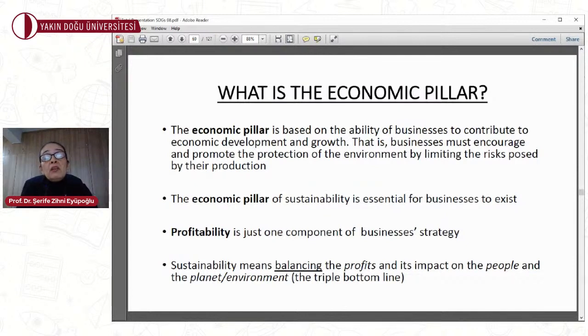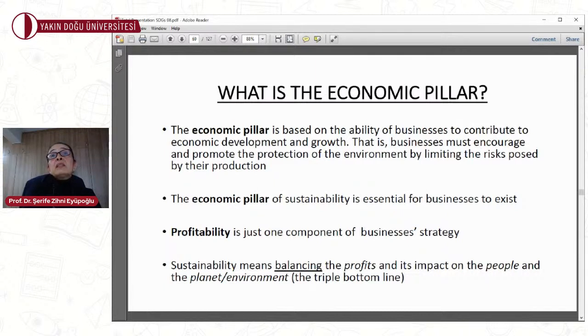The economic pillar of sustainability is essential for businesses to exist. In this sense, profitability, creating a profit, is a must for businesses. Without creating a profit, businesses cannot survive, let alone be sustainable. However, profitability is not the only concern that businesses should have. Businesses should also be concerned with people and also should be concerned with the environment.